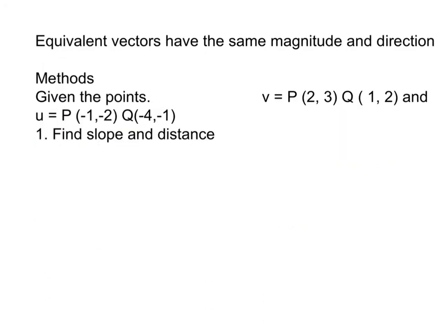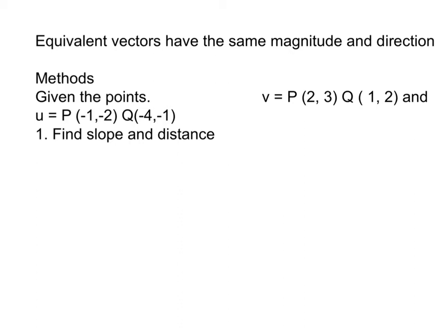Equivalent vectors have the same magnitude and direction. And I'm going to cover a couple of different ways to determine if two vectors are equivalent. In order to be equivalent, obviously they have to be the same length, and they have to point in the same direction. So if you're given two vectors, u and v, with the initial point at P and the terminal point at Q, looking at them by inspection, you can't tell, but one way to prove that they are equivalent is to find the slope of each vector and the length of it using the distance formula and determine if those are the same.